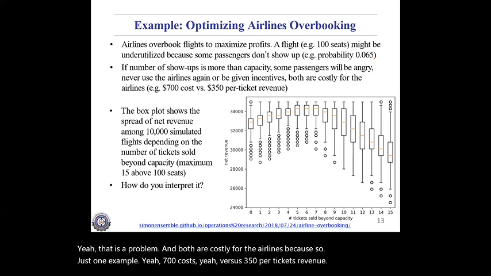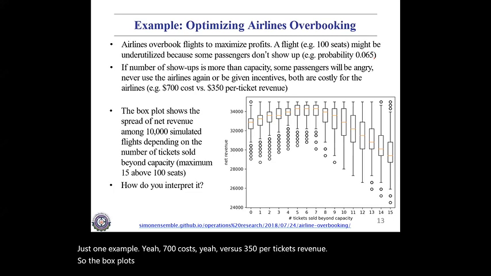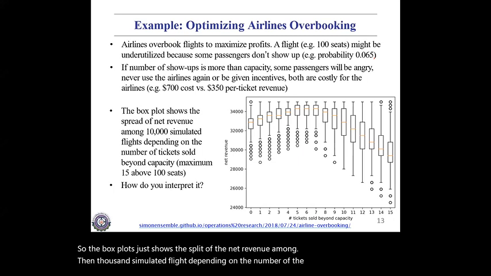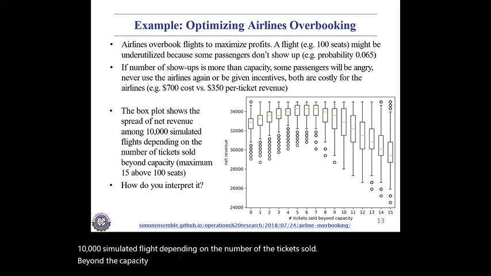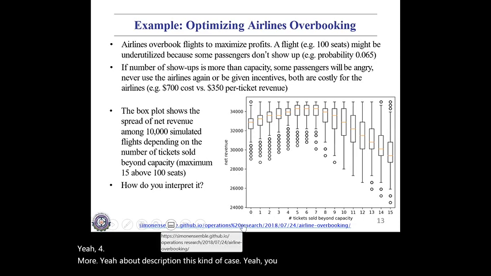So the box plots show the split of the net revenue among 10,000 simulated flights, depending on the number of tickets sold beyond the capacity, with a maximum of 15 above 100 seats. So how do we interpret this data? For more description of this kind of case, you can see this article.